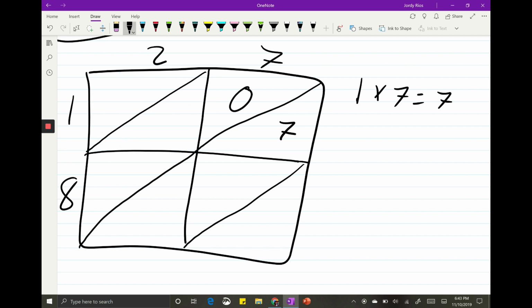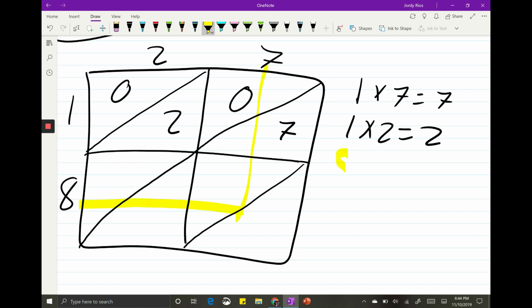All right, so let's move on to 1 and 2. 1 times 2, I know that's going to be 2. Again, putting my 2 in my ones place area and a 0 in my tens place area. Let's go with this one, 8 and 7. I know 8 times 7 is going to be 56. I have two digits, so I put a 6 in my ones and a 5 in my tens area.